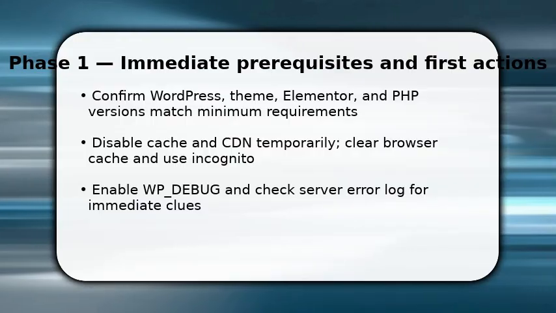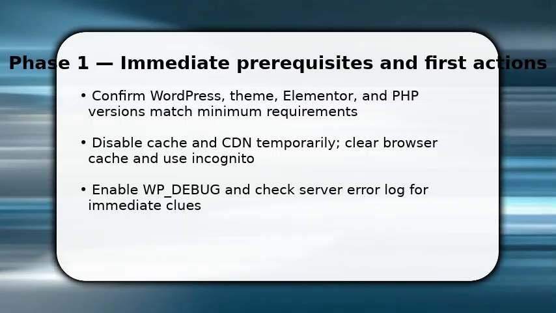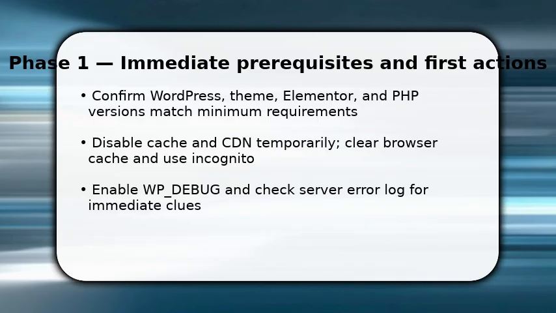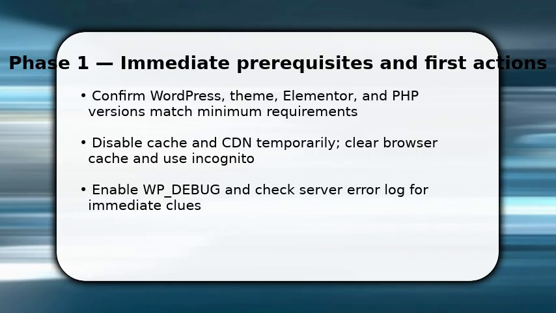You start by confirming prerequisites and doing fast diagnostics. Make sure WordPress, your theme, Elementor, and PHP meet minimums. Incompatible versions cause panels to hang. Once done, disable caching and CDN, clear the browser cache, and open an incognito window so you avoid cached JS.